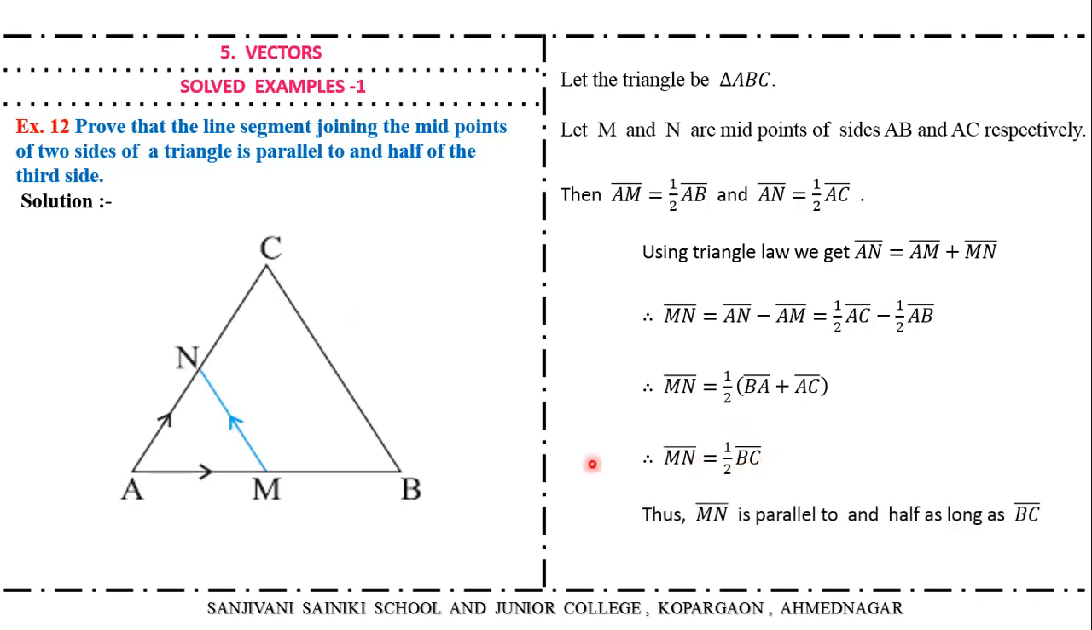So from this equation, we can conclude that MN bar is parallel to BC bar because MN bar is a scalar multiple of BC bar. As they are equal up to a scalar, they are parallel, and this 1/2 says that MN is 1/2 times BC bar. So BC bar is double that of MN bar.